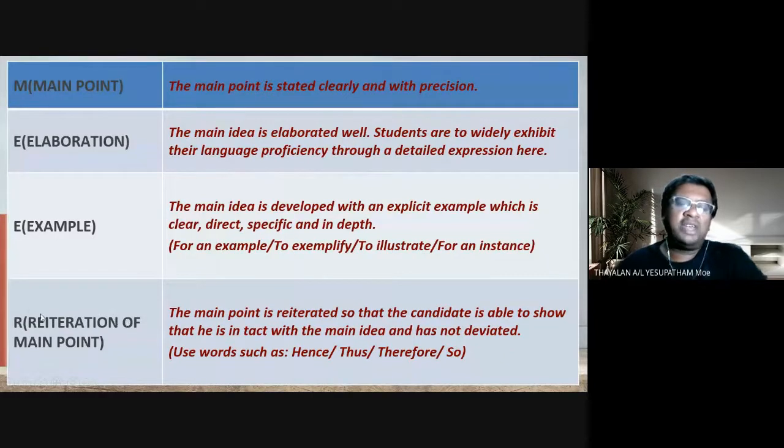And lastly, we have reiteration of main point, penekanan atau penegasan isi utama, so that your main point does not go astray. It does not go out of radar. So the main point is reiterated. Reiterated means penegasan, penekanan semula, so that the candidate is able to show that he is intact with the main idea and has not deviated. So you can use words such as hence, thus, therefore, so, to highlight the repetition or the reiteration of the main point.